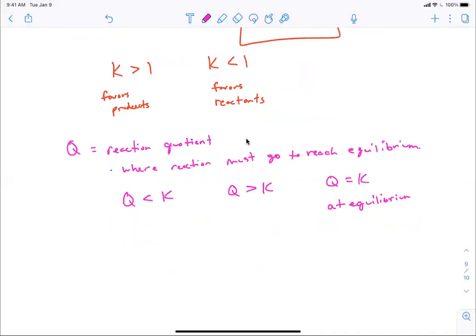If Q is greater than K, you have too much product because the fraction is too large. Q is too big, so you have to make more of the denominator, which is the reactants, to bring the value down. So it shifts left. If Q is less than K, you have too much reactant because the fraction is too small. So you have to make more products by using up some of the reactants. And so then it shifts to the right.